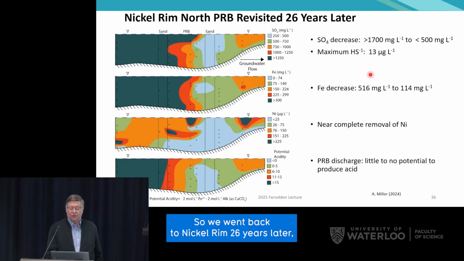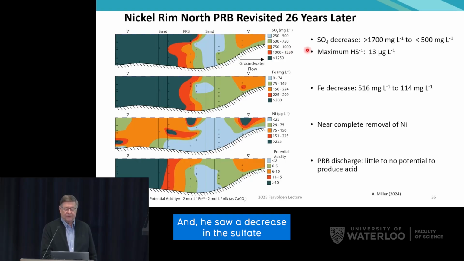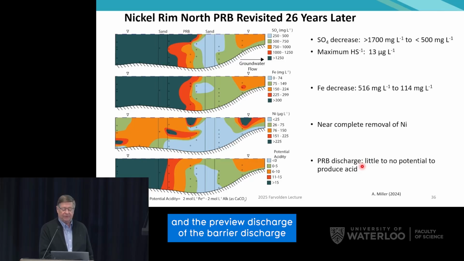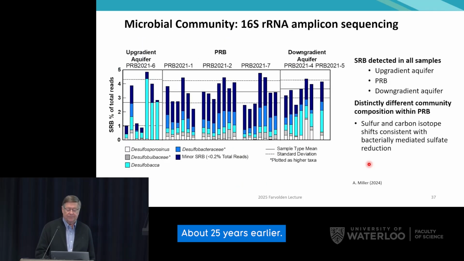So we went back to Nickel Rim 26 years later, and this is work that was done by Austin Miller. And he saw a decrease in the sulfate concentrations, similar to what was seen when the barrier was first installed, a decrease in dissolved iron, near complete removal of nickel, and the PRB discharge, the barrier discharge, had little or no potential to generate acid. So it was still performing the way that it had been about 25 years earlier.